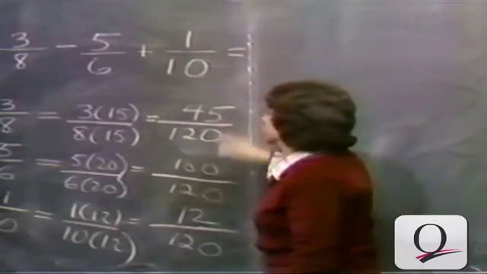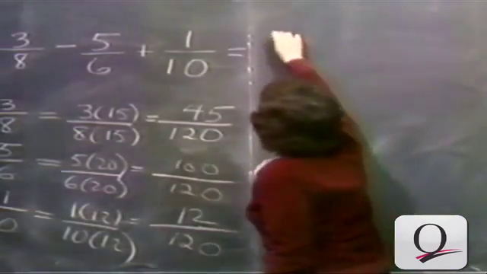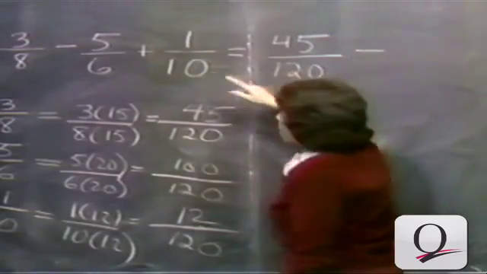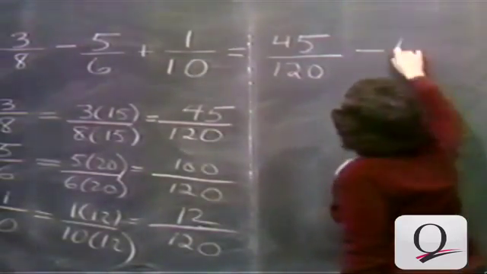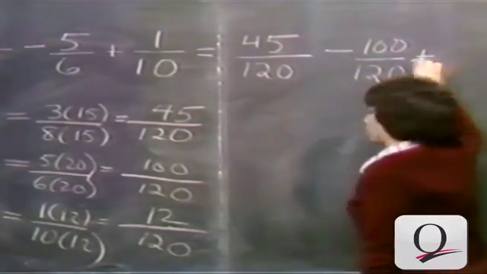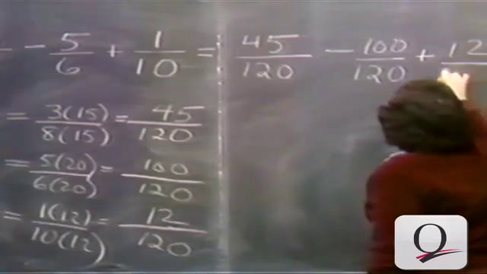3/8 minus 5/6 plus 1/10. Well, 3/8 is the same as 45 over 120. Take away 5/6, but 5/6 is 100 over 120. And add 1/10, but 1/10 is 12 over 120.